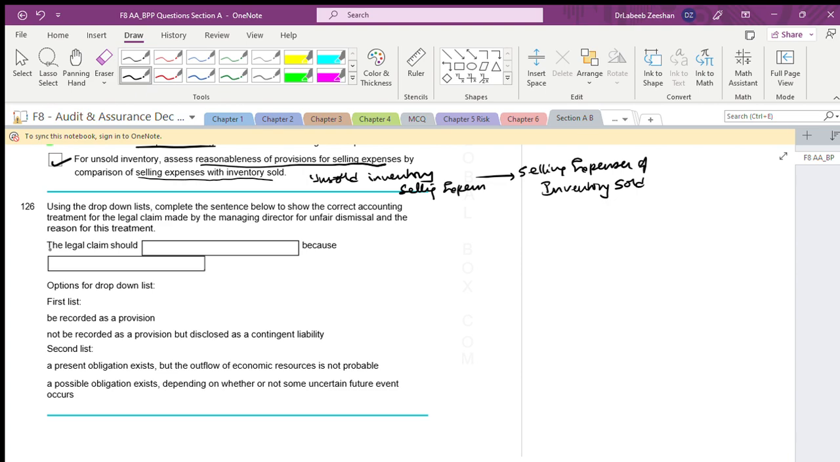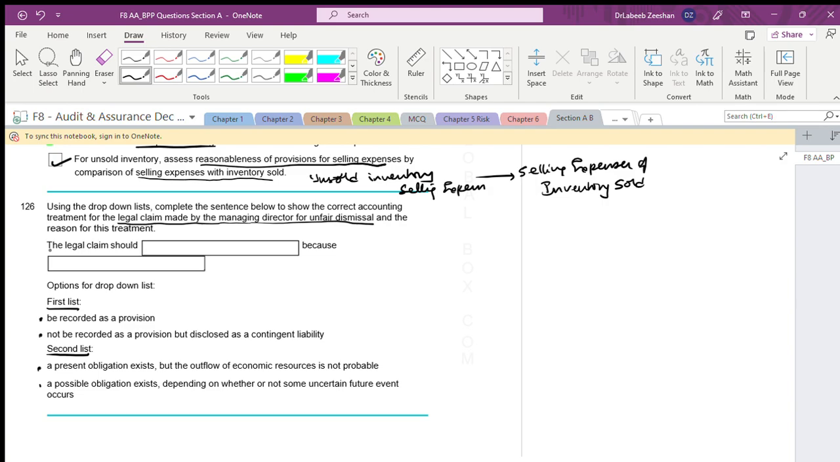Using the drop down list, complete the sentence below to show the current accounting treatment. So what is the legal claim by the managing director for unfair dismissal and the reason for the legal claim. This is for the first list, this is for the second list. First list, there are two things. Second list, there are two things. Should the legal claim be recorded? See, it is only an estimate, is it right?